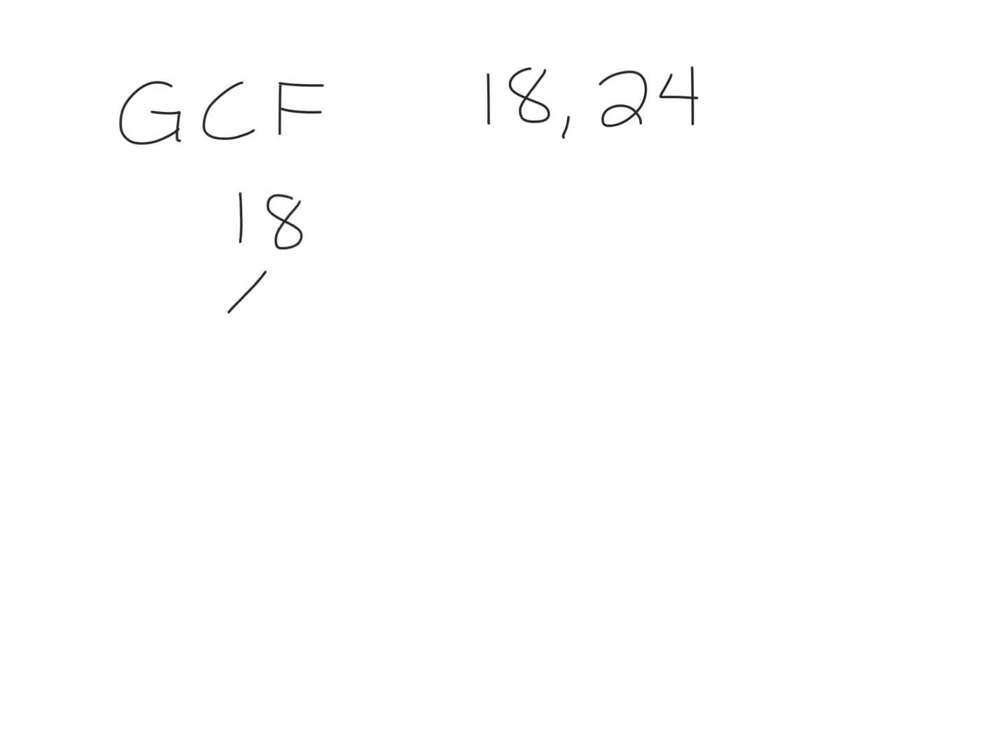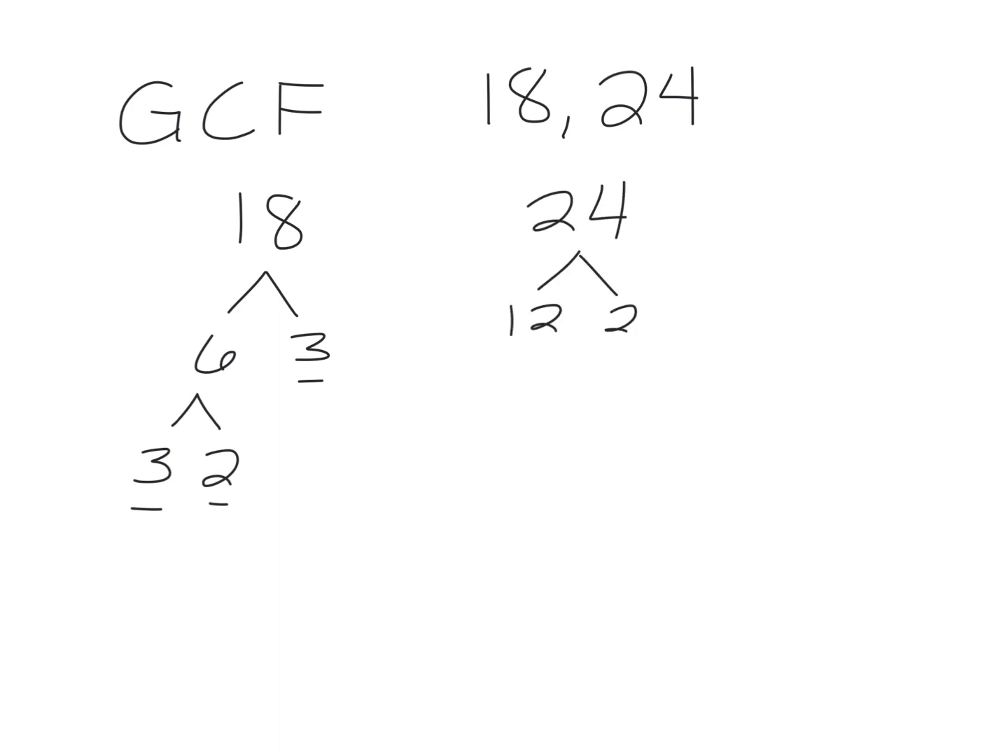Start with 18. What are 2 numbers that multiply to give you 18? 6 and 3. Okay, can I break apart 6? Yep. To what? 3 and 2. Can I do anything else to those? No, right? I can't break apart 3 and I can't break apart 2. So that's it for 18. What about 24? 12 and 2? Could I have also done 8 and 3? Yes, it does not matter. You will end up getting the same thing at the end. Okay? What about 12?